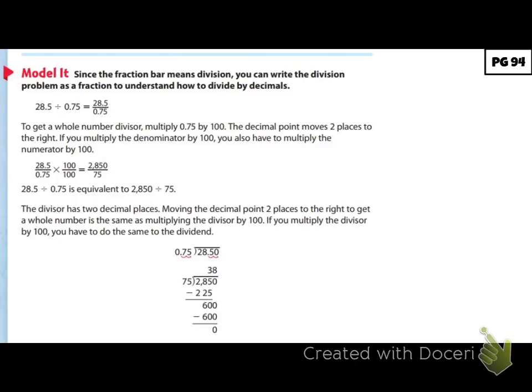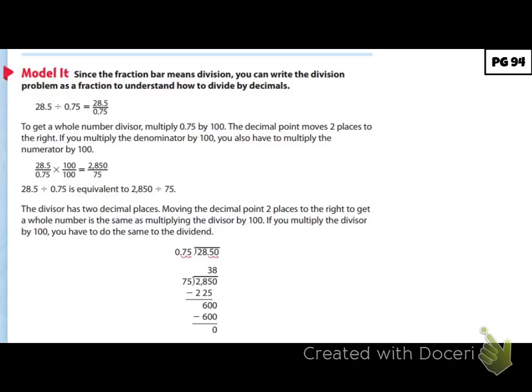You could also model it. Since the fraction bar means division, you can write the division problem as a fraction to understand how to divide by decimals, which would be obviously 28 and 5/10 on top divided by 75 hundredths. Then to get a whole number, multiply 75 by 100, move the decimal points 2 places to the right. Then you'd also multiply your numerator by 100. So if you multiply your denominator by 100, you also must do it to the top. Whatever you do to the bottom, do it to the top. So multiply them both by 100, and you would get 2,850 divided by 75.